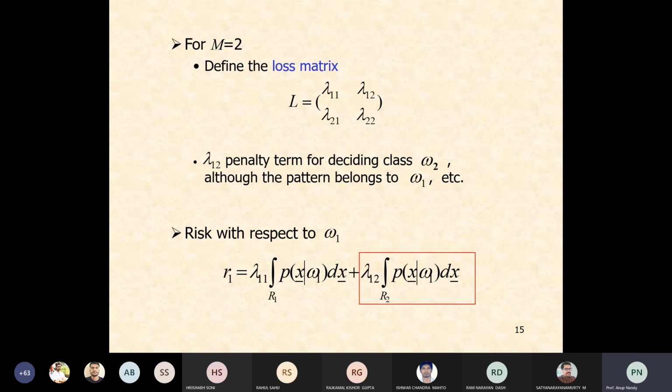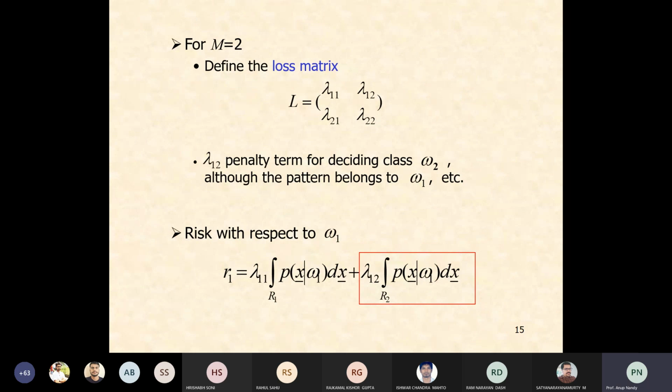And then R1 is equal to the integral of P(x|w1) dx, plus this rectangular term, that box that is there, lambda 12 times the integral of P(x|w1) dx. It means that it is actually from class 1, but it is classified in class 2. So that's why these things have to be optimized.